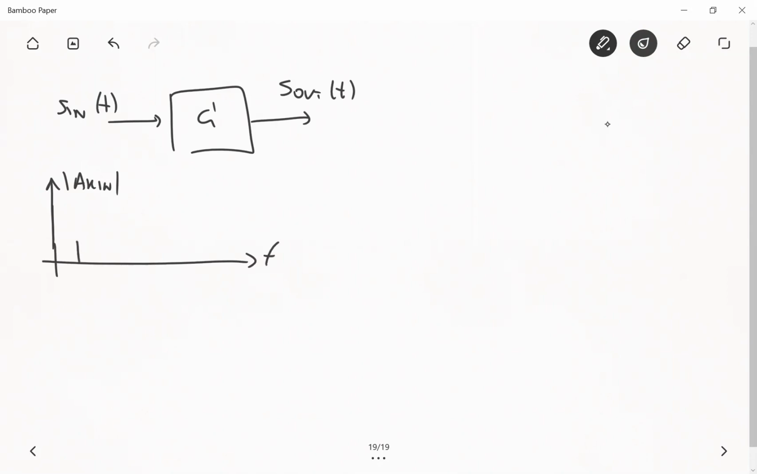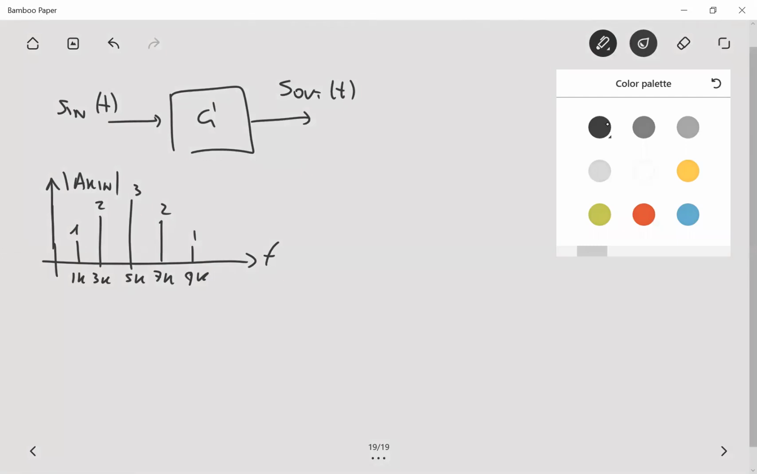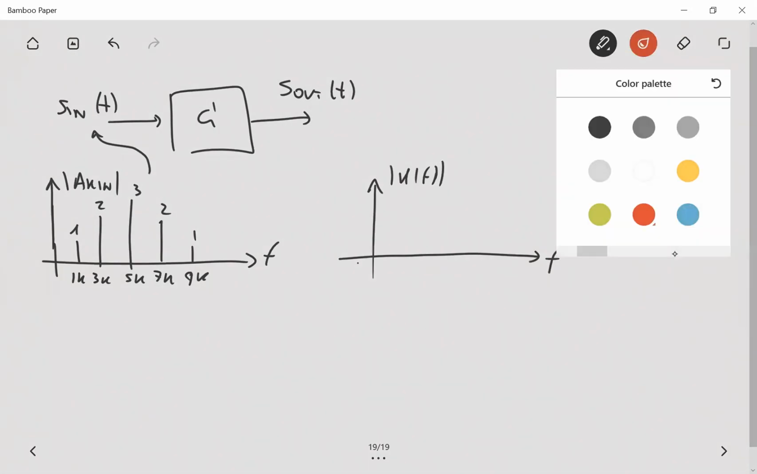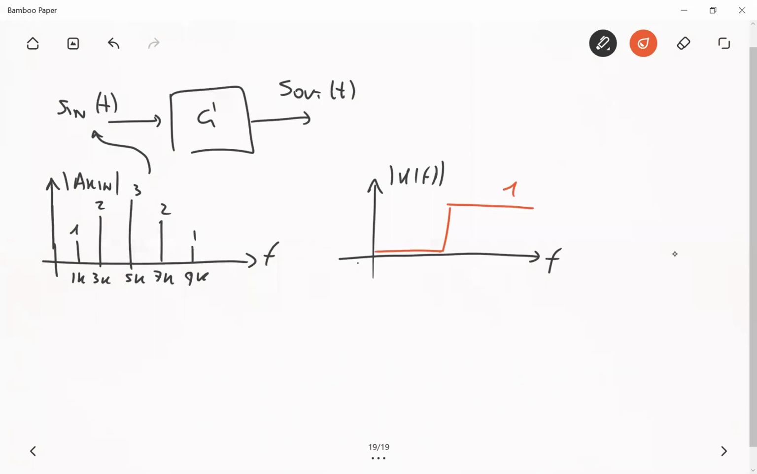So we have 1 volt here, 2 volt, 3 volt, 2 volt, and 1 volt: one, two, three, two, one. So this is 1k, 3k, 5k, 7k, 9k. Let me know if it's difficult so I can explain better. Okay, so this is the spectrum of the input. And then we have the frequency response of the circuit, which is H(f). This time we have this frequency response here, 1 and 0. The cutoff frequency is at 8 kHz.